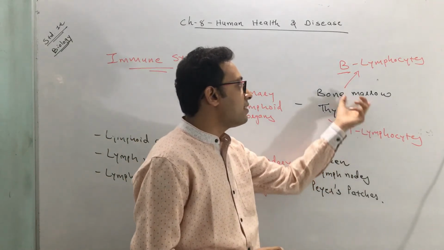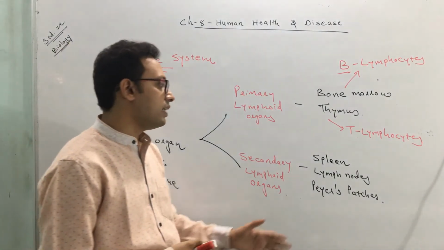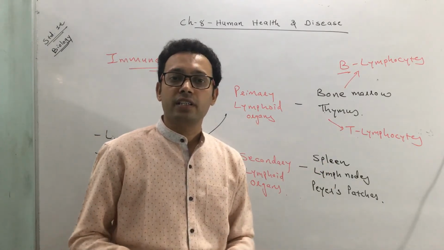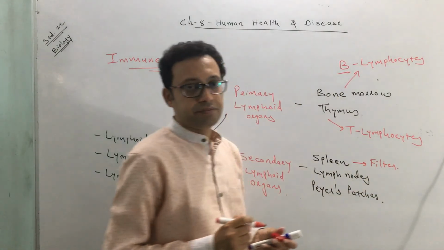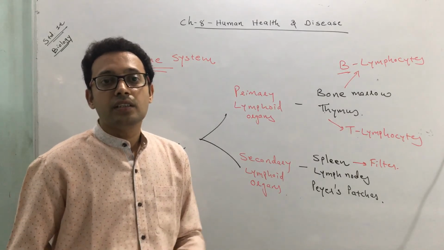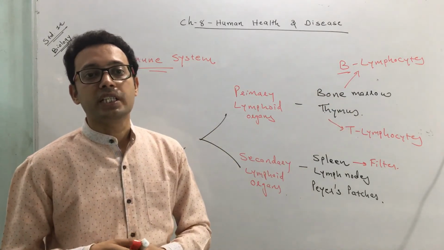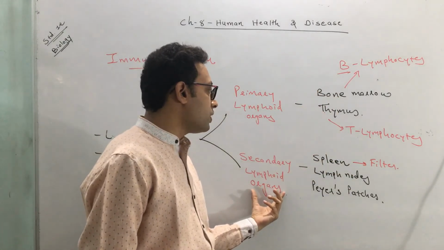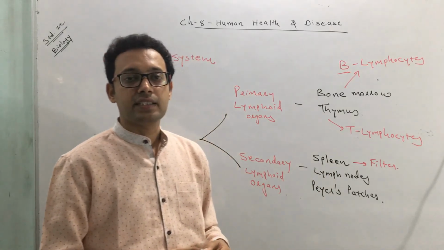Once the cell becomes mature, either in bone marrow or the thymus, they are presented to the secondary lymphoid organs. The secondary lymphoid organs are spleen, lymph nodes, Peyer's patches and others. The spleen is a lobed organ and it acts as a filter for antigens. It is also a reservoir of erythrocytes. It filters the antigens or the pathogens present in the blood, and it prevents the spread of those pathogens into the body. Once matured, these cells are presented to a secondary lymphoid organ where it can detect the antigen and kill them. And spleen is one of the organs that can act as a filter.